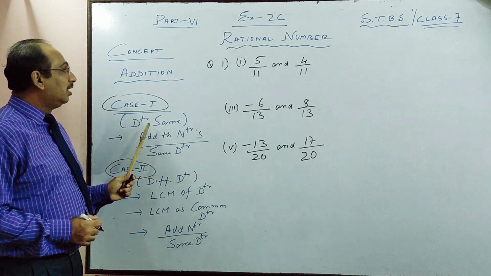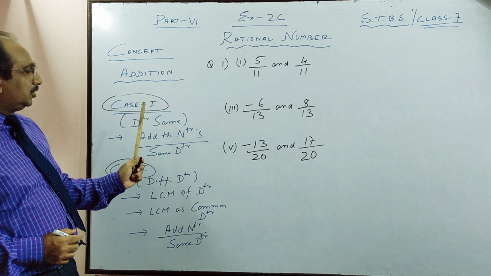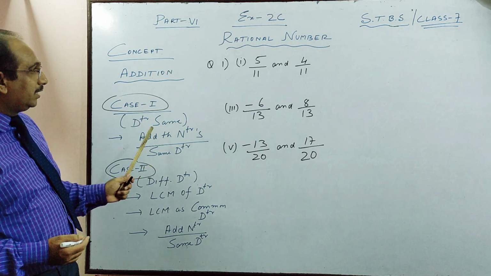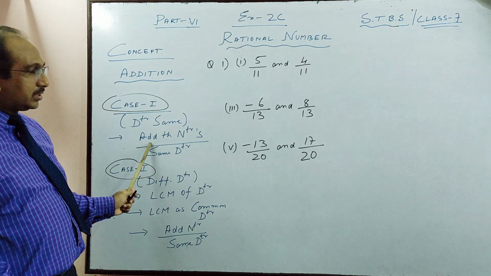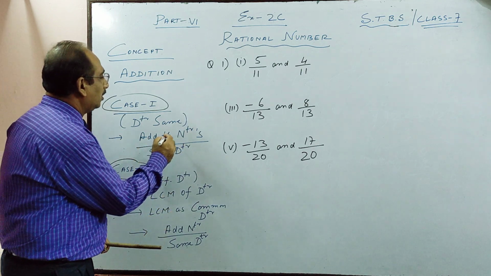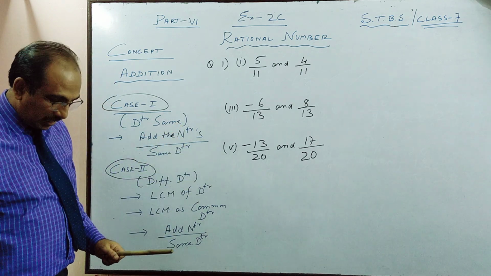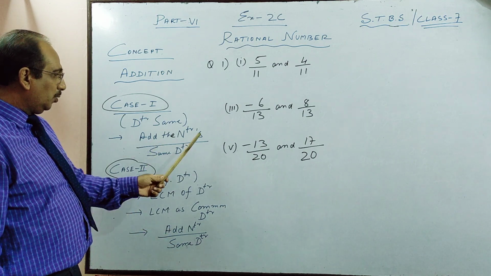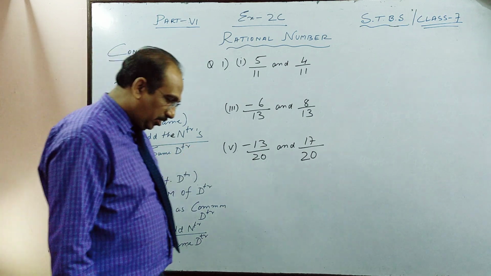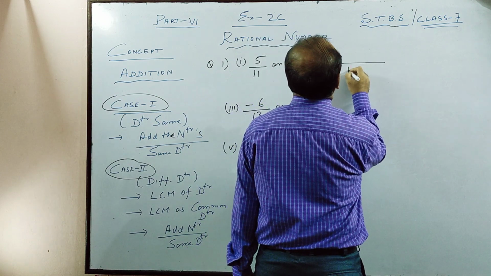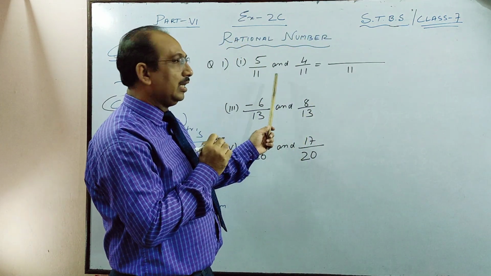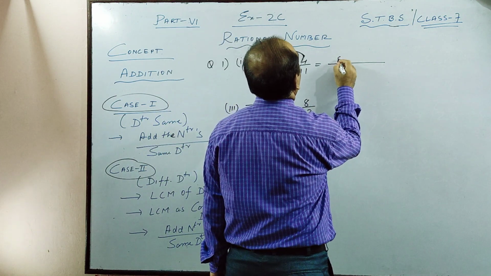Case 1, when the denominator (DTR is the short form of denominator) is the same, then how do we add? The rule says add the numerators and keep the same denominator. So see how we do. We have the same denominator 11, 11, 11 and we add.